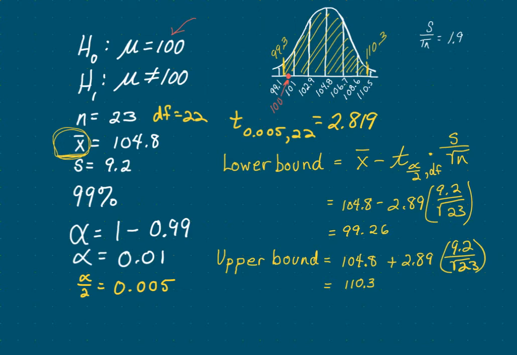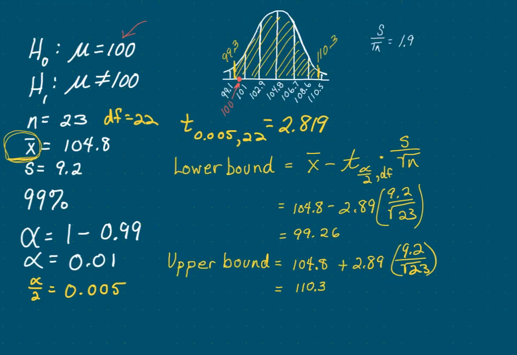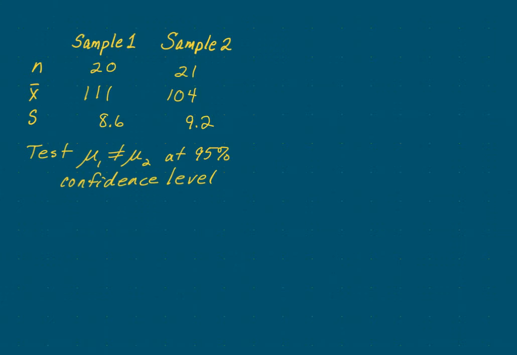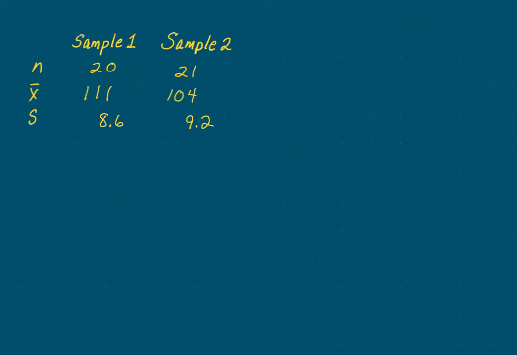We can also use confidence intervals when we are performing hypothesis tests to infer things about the means of two populations. So let's do that. All right, we are going to use these two samples to test whether or not the population means from which the samples were taken are equal. And we are going to do that at a 95% confidence level.